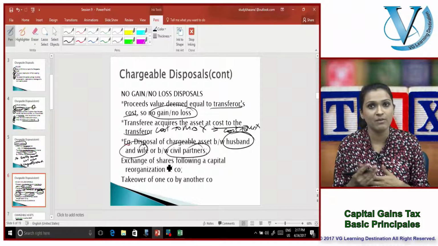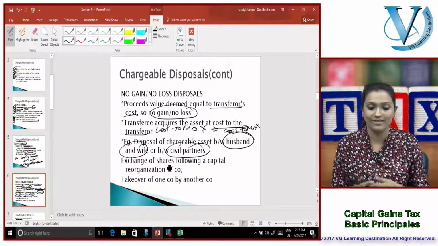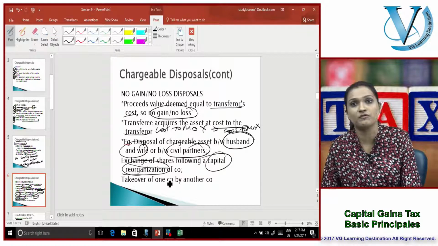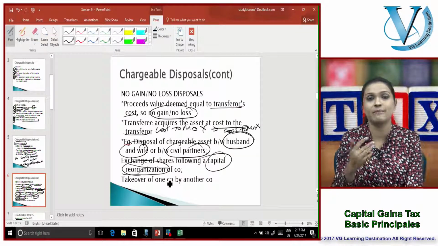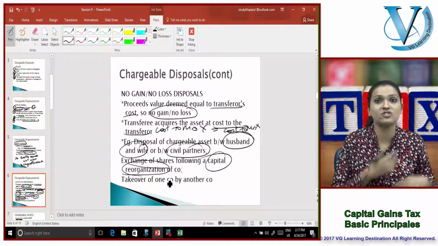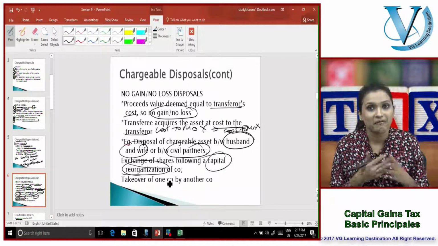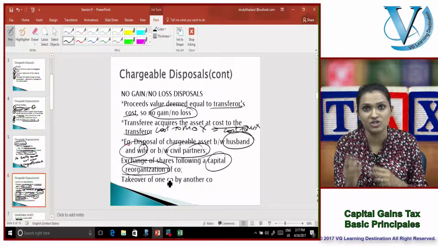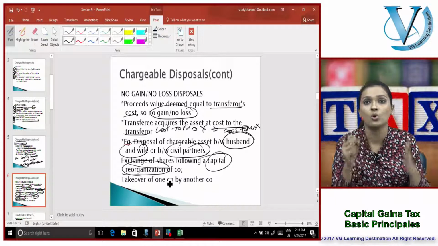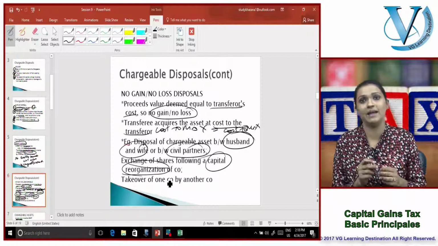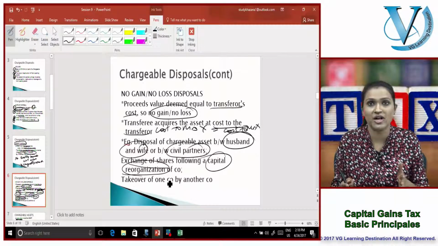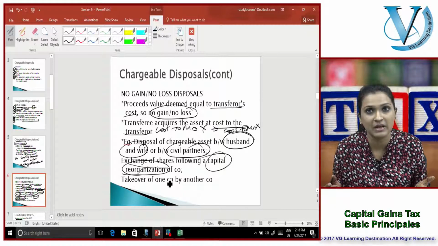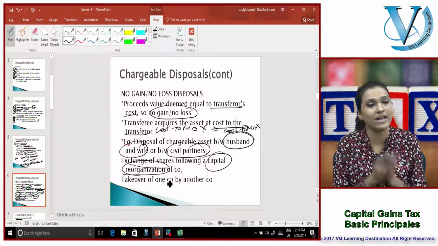Also, between civil partners and between husband and wife, and also when there is an exchange of shares following a capital reorganization of the company. So instead of £1 shares, I am now selling my shares at 50 pence. I have just reorganized the capital of the company. Definitely there is no change in the structure, only the number of shares has changed. There is no gain or loss arising from the shares held by an individual. If I had 100 shares earlier on, now with the reorganization of the company, I will have 200 shares of 50 pence each. So definitely there is no gain, no loss.